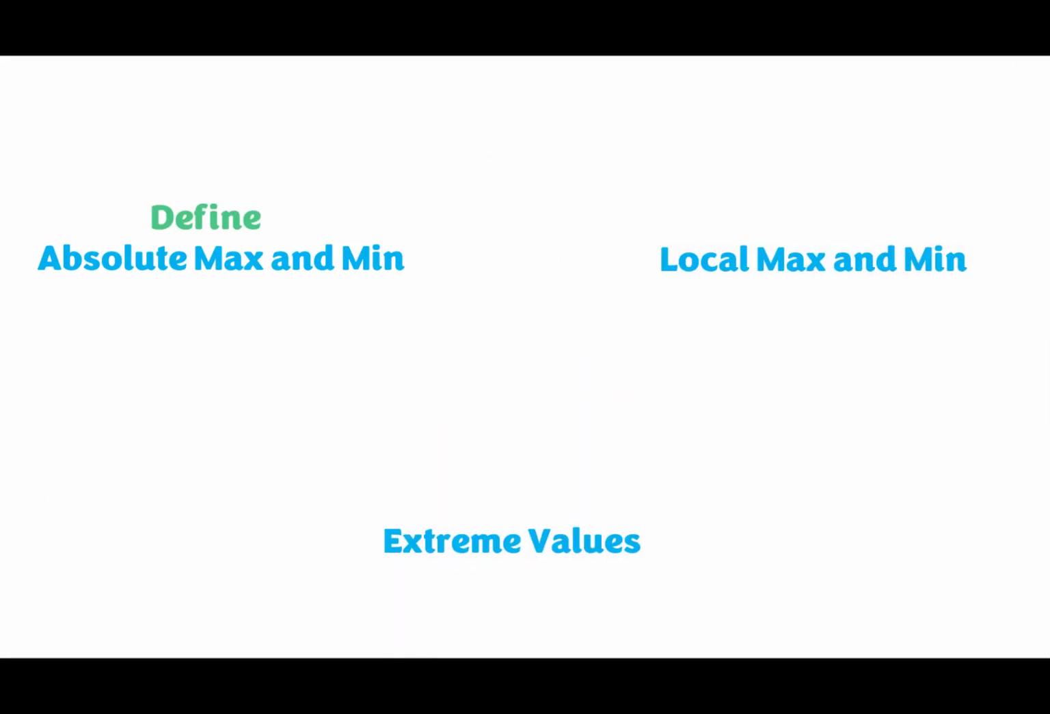In this video, we'll define absolute max and min, define local max and min, and identify extreme values. This is the 4.1 pre-class video. Alright, let's start with the definition of absolute maximum and minimum. You probably have a sense of the meaning of these words, but we're going to state the definition rigorously here.